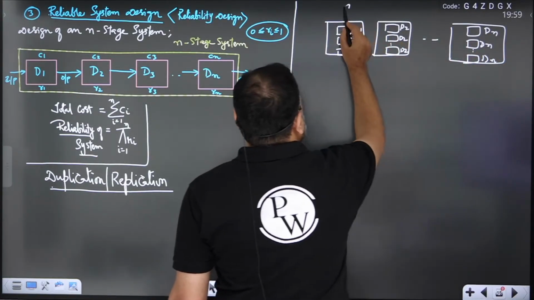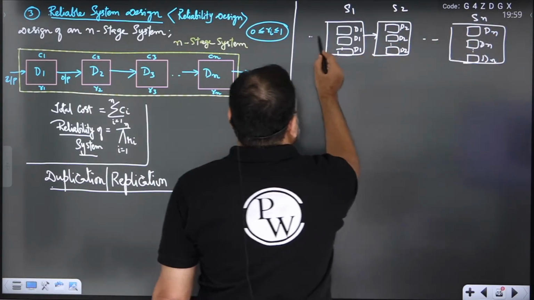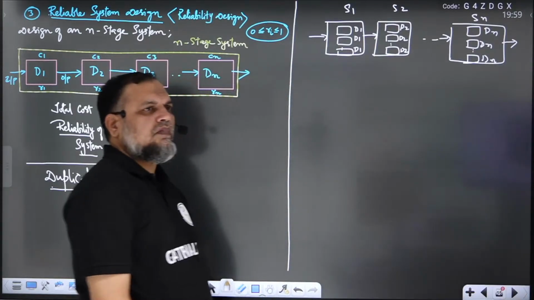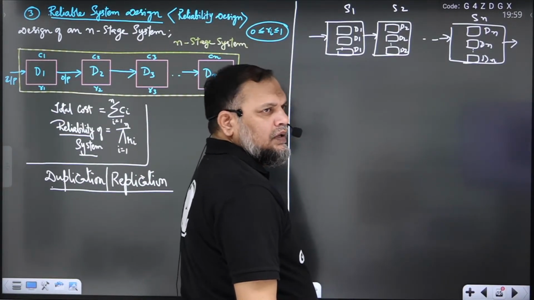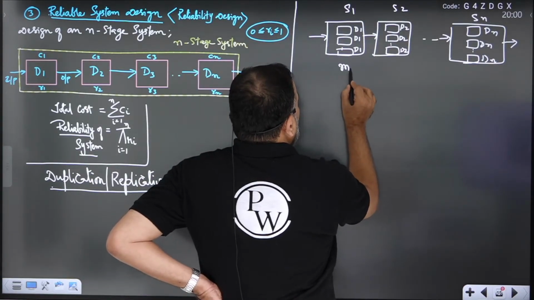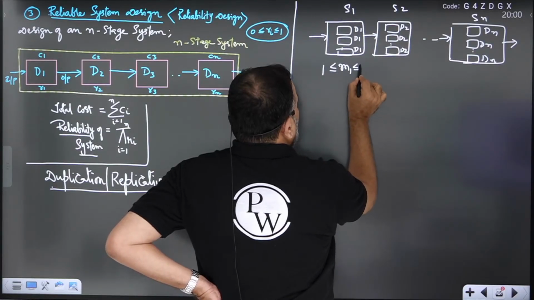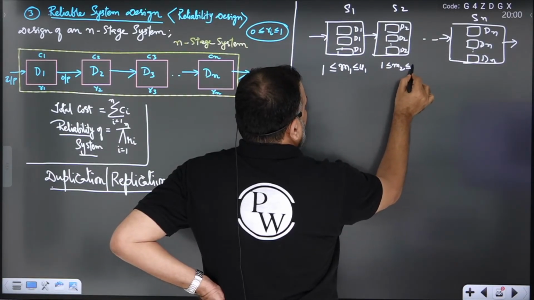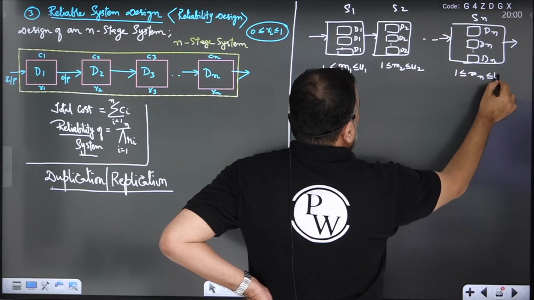अब यहां पर एक इंटरेस्टिंग क्वेश्चन है. स्टेज 1, स्टेज 2, स्टेज N. देखिए आप, imagine for example there are m1 copies of device D1, where m1 is greater than or equal to 1 and less than some upper bound. 1 less than or equal to m2, less than or equal to upper bound. 1 less than or equal to mn, less than or equal to some upper bound.